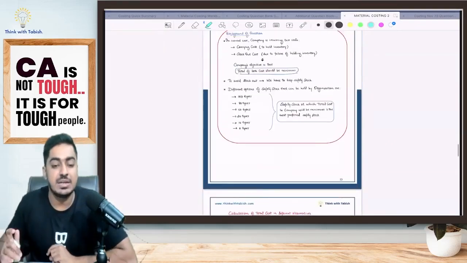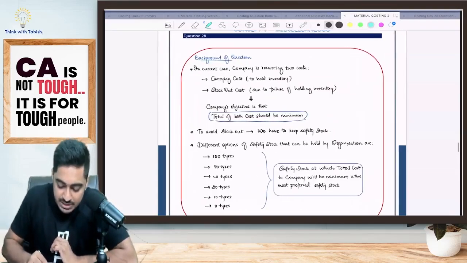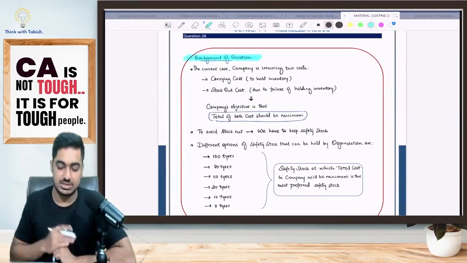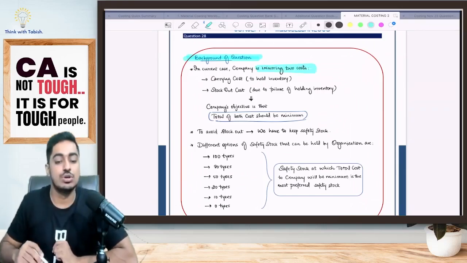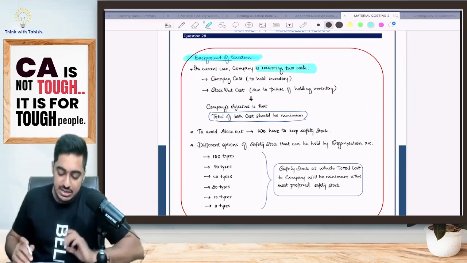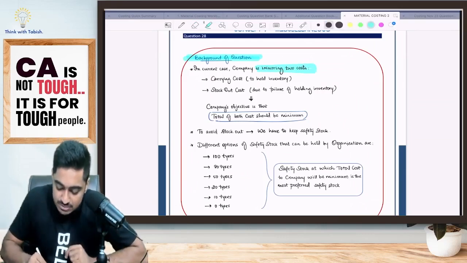Now here is a complete background summary of what is happening in the question I've told. Pay attention. Yes, currently the company is incurring two different costs. What all costs is the company incurring? First is the carrying cost.